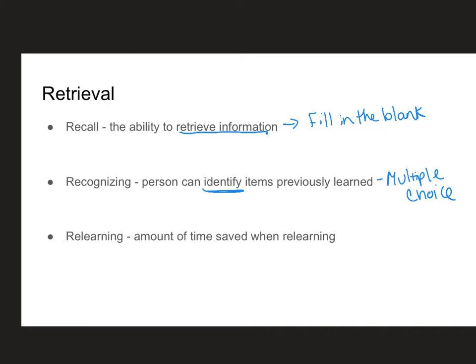And the third part of retrieval is what we call relearning. And this is the amount of time saved when relearning occurs. So the first time it may take you 30 minutes, but the second time it may only take you 15 minutes.